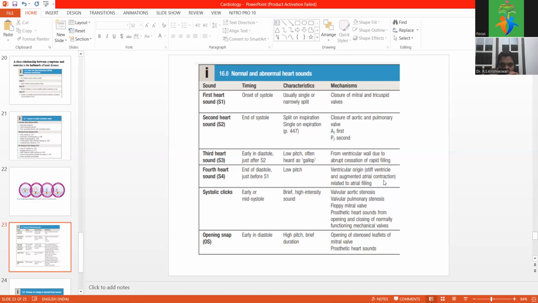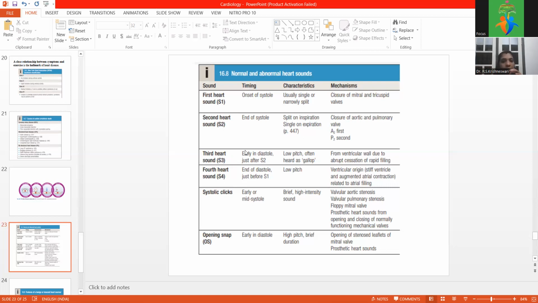It will be very strong when there is hypertrophy. So what happens? When there is hypertrophy of the ventricle, there is a chance of S1. Understand? S1 and S2 are normal. S3 and S4 are usually abnormal. S3 is a gallop, heard when there is abrupt cessation of the rapid filling, and S4 is heard when there is a stiff ventricle.